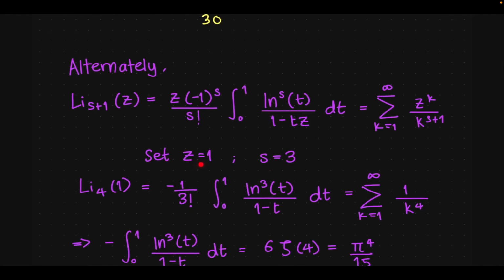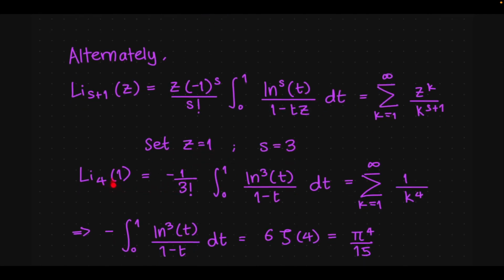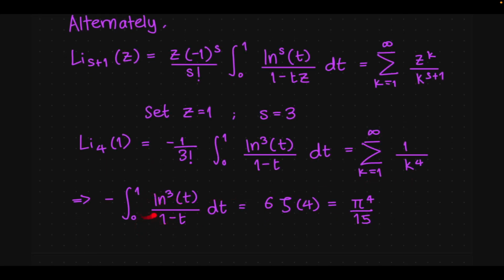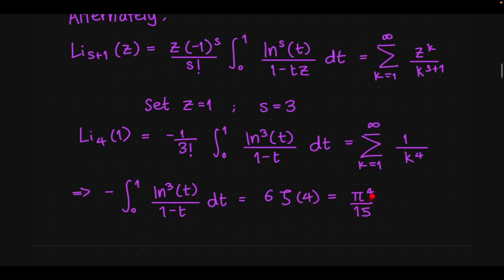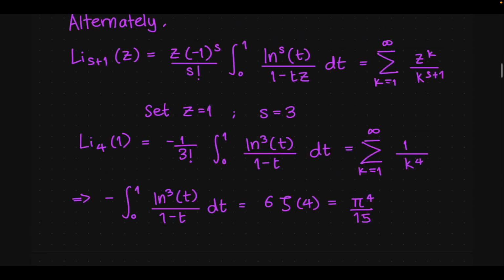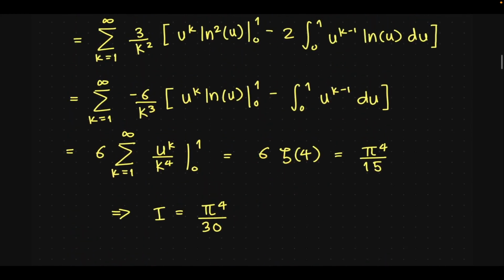In our case, let's just set z to 1 and s to 3. We get Li 4 of 1 is minus 1 over 3 factorial times the integral from 0 to 1 of ln cubed t over 1 minus t dt, which we all know from before is just the sum from k equals 1 to infinity of 1 over k to the fourth. And this exactly was the integral we had there on top, which was minus the integral from 0 to 1 of ln cubed of t over 1 minus t dt, which according to our identity here is 6 times the Riemann zeta of 4. This right hand side here is the Riemann zeta of 4, which again turns out to be pi to the fourth over 15. And of course, then we divide by the 2 because that was 2I.